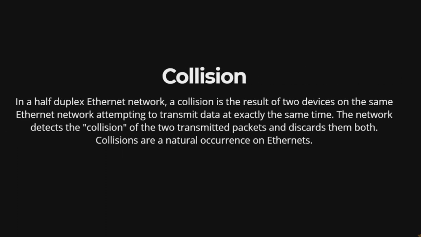Collision. In a half-duplex Ethernet network, a collision is the result of two devices on the same Ethernet network attempting to transmit data at exactly the same time. The network detects the collision of the two transmitted packets and discards them both. Collisions are a natural occurrence on Ethernets.